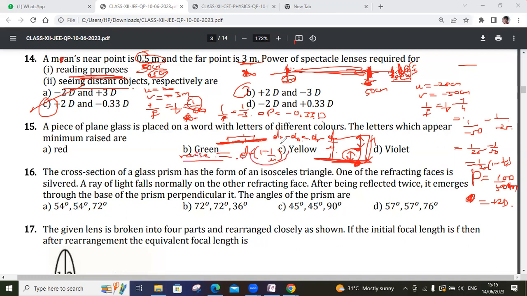For this to be minimum, this should be maximum. For this to be maximum, this should be minimum. So mu should be minimum for this. So for what value will mu be minimum? We know refractive index is C by V and V is equal to f lambda. So if this has to be minimum, lambda has to be maximum. And in VIBGYOR we know lambda is maximum for red. That is red. Then 16th problem.